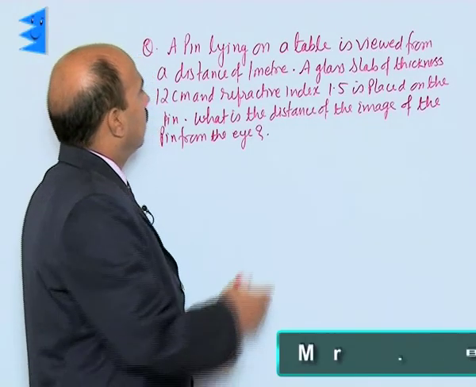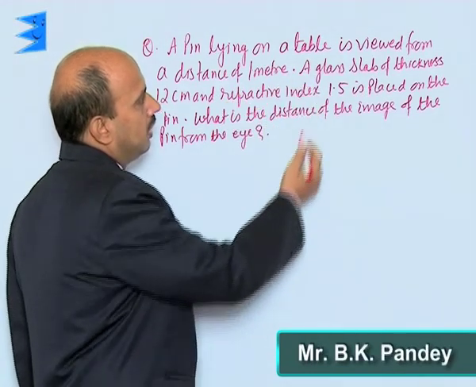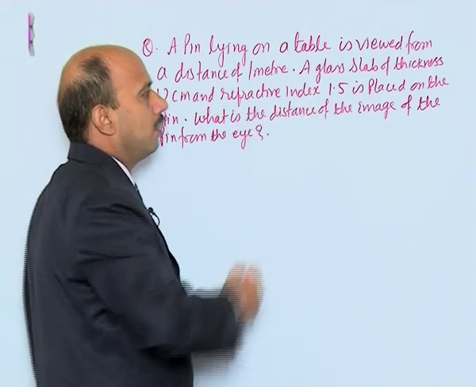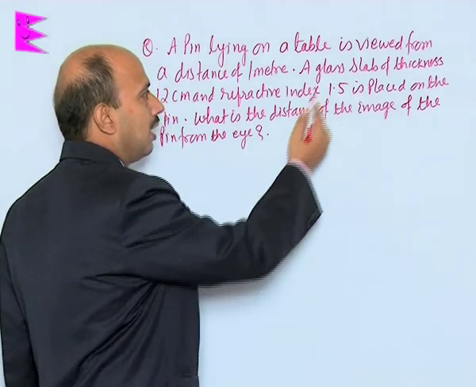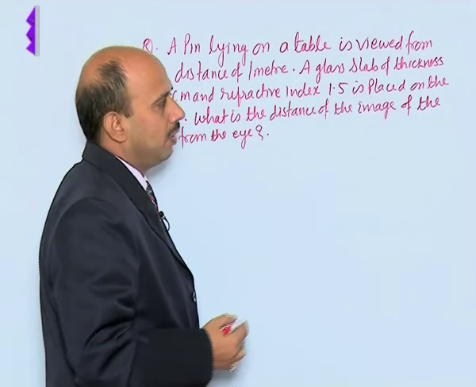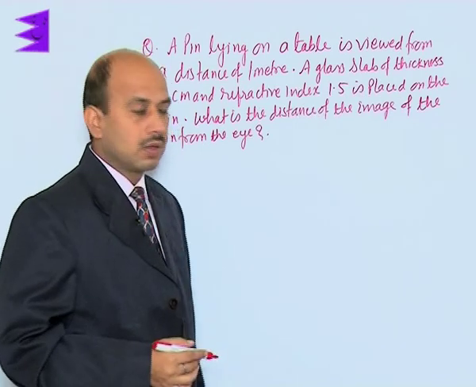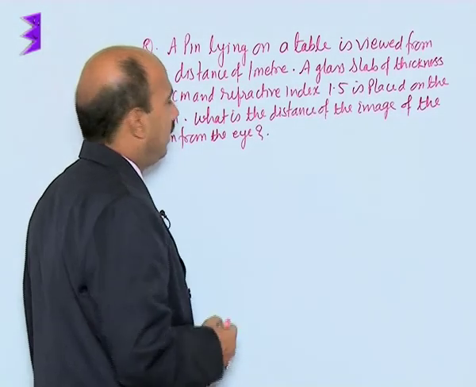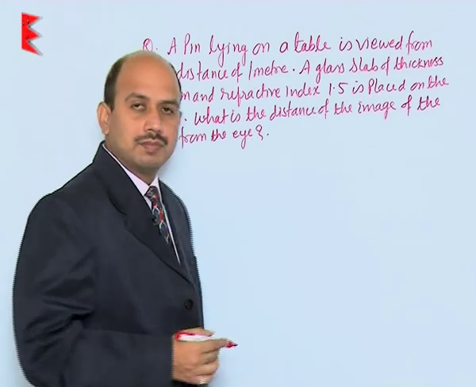Now see here, a pin lying on a table is viewed from a distance of 1 meter. A glass slab of thickness 12 centimeter and refractive index 1.5 is placed on the pin. What is the distance of the image of the pin from the eye?